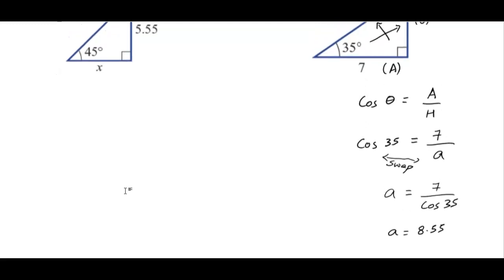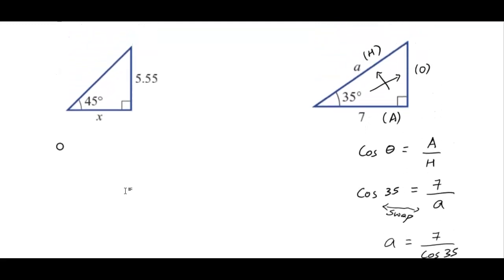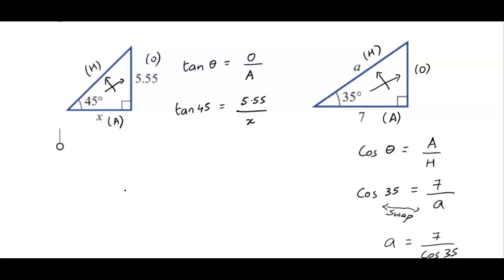One last example for today. First step, again, label the sides: hypotenuse, opposite, and adjacent. So we are trying to find the adjacent side. We've been given the opposite side. The ratio involving opposite and adjacent is the tangent ratio, so tan theta equals opposite over adjacent. Substituting values, so tan 45 equals 5.55 divided by x.